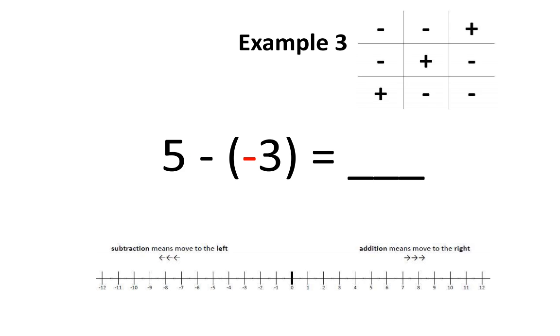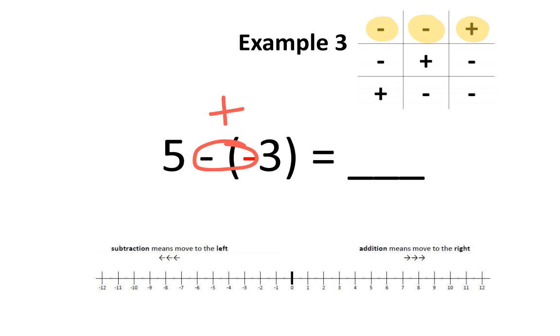In our third example, we want to find what 5 subtract negative 3 is equal to. You'll notice that there are two signs directly beside each other. Now, using our shortcut, when you have a negative sign beside a negative sign, they're actually going to become a positive sign. Therefore, these two negative signs are going to become one positive sign. This simplifies to 5 plus 3.